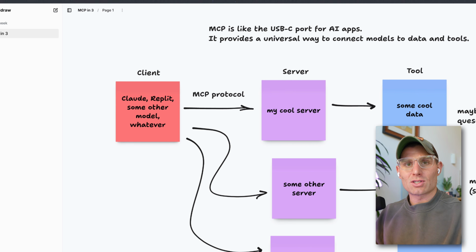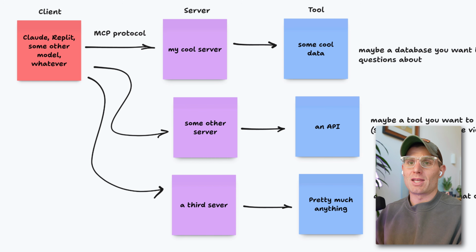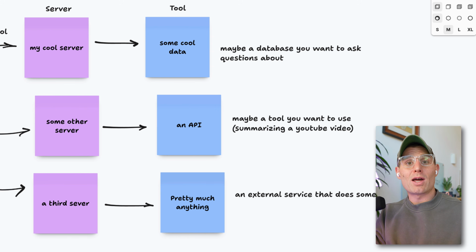Now, a server is just like a tool. It's like giving somebody a hammer. We're giving AI a hammer to do something, right? To solve a problem. So we might be saying, hey, I'm going to show you how to use this data so we can ask questions about this data. Or I'm going to show you how to use an API so you can go online and use the API.